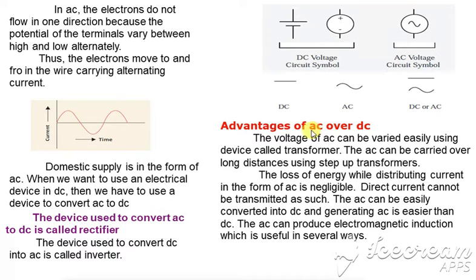So what are the advantages? First, it can be converted very easily with the help of a transformer. Then it can be carried over a long distance, and the loss of energy is very low. When we use direct current, transmission is very hard. And AC can be easily converted into DC, and AC can produce electromagnetic induction. Clear? So these are the advantages.